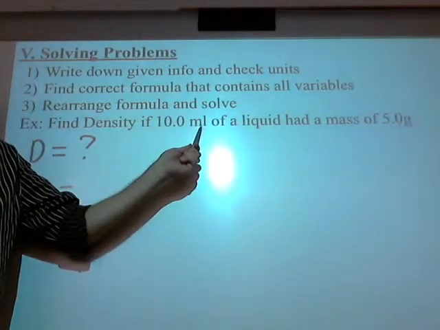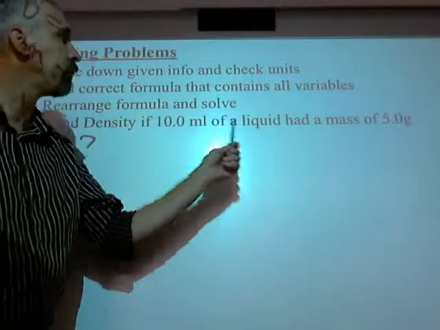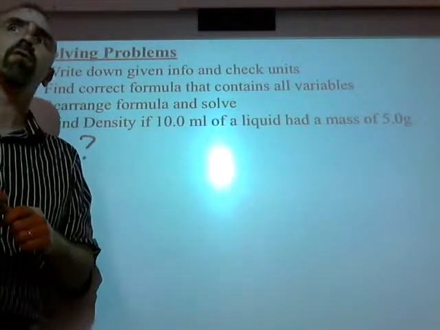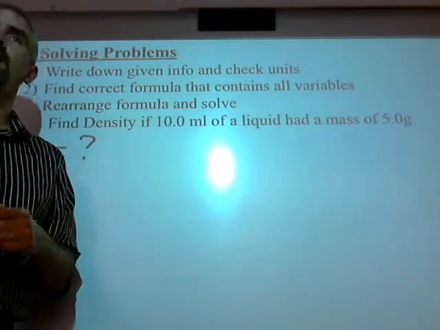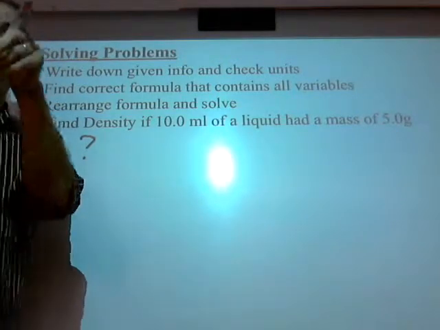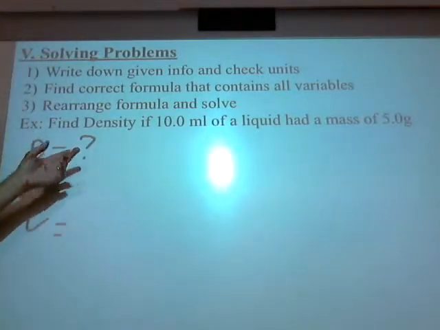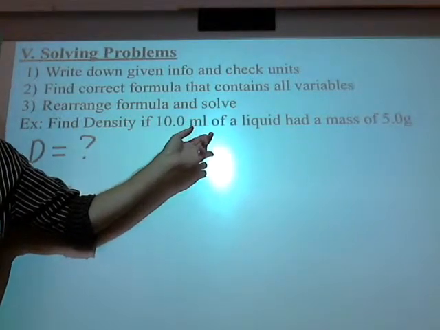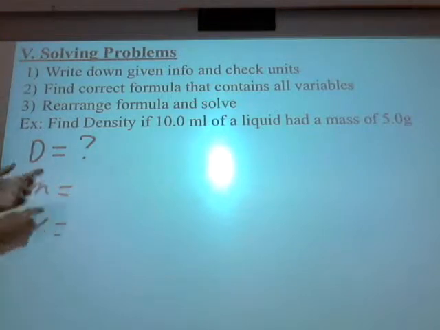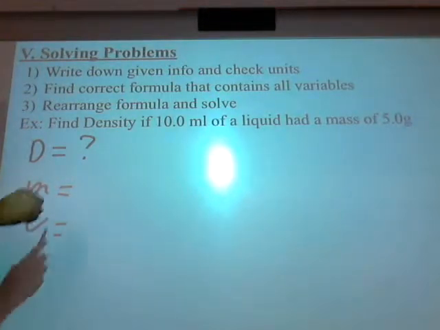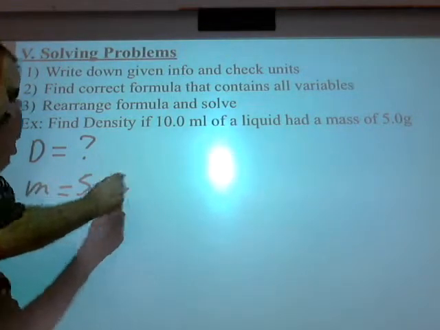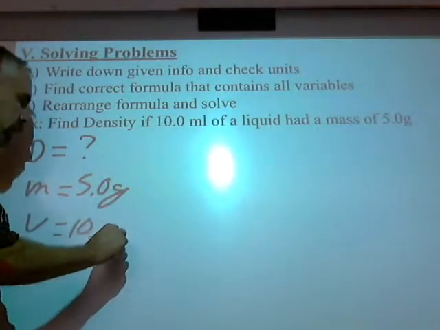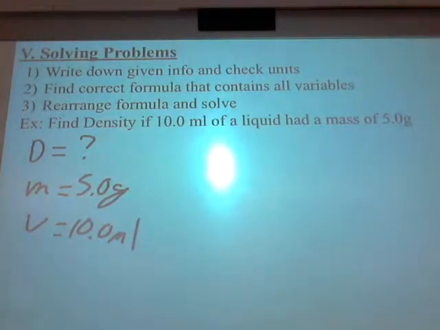Because this is metric, and you're not used to grams and milliliters or density in grams per milliliter, you're not used to those units. You don't recognize that immediately as a volume. And some of you, I heard you say it a minute ago, wanted to call it the density. Milliliters is a unit of volume. What's my mass? 5.0 grams. And what's my volume then? 10.0 milliliters. Okay, good. That's your first step.